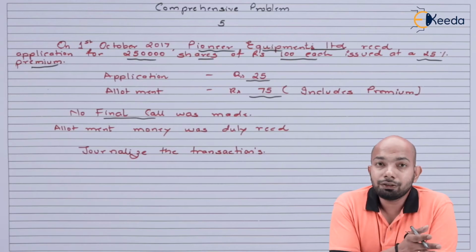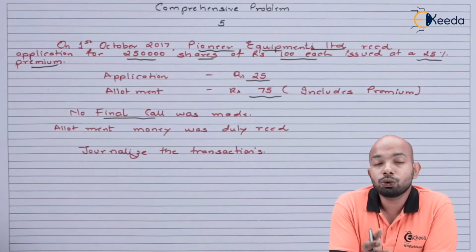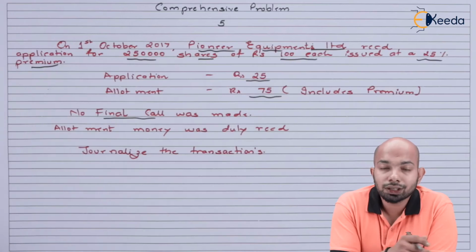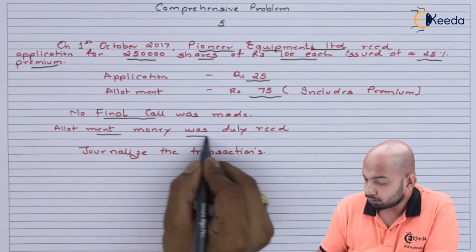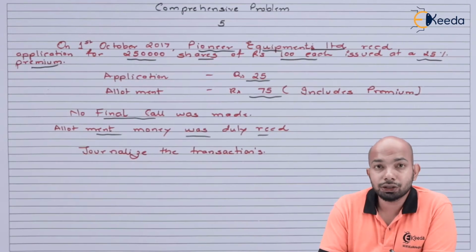Allotment money was duly received. We have to go ahead and figure out the journalizing of transactions here. So let's start with the journalization of transactions first.